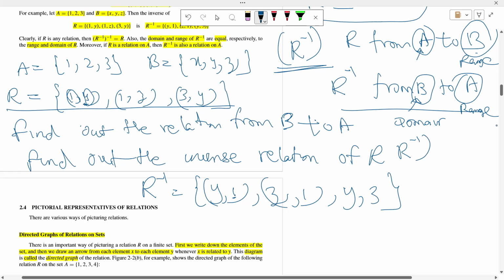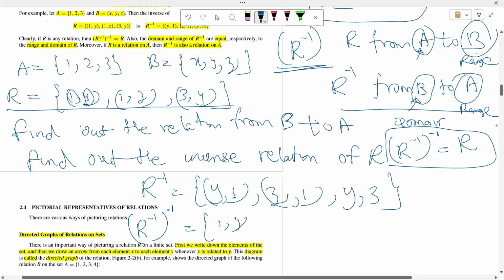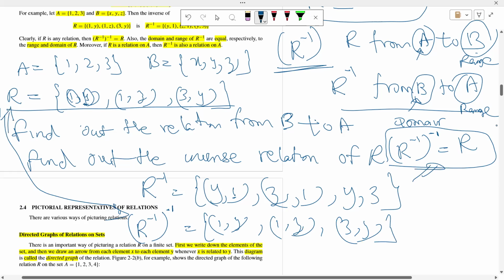If you take the inverse relation a second time, it will give the same relation. Just look here. This is R inverse, right? If I take the inverse of this R inverse, now what will happen? I can swap the elements: 1 comma Y, 1 comma Z, and 3 comma Y. Now compare R and the inverse of R inverse. Both are the same. So R and the inverse of R inverse are the same. This is the definition: the inverse of R inverse gives R.